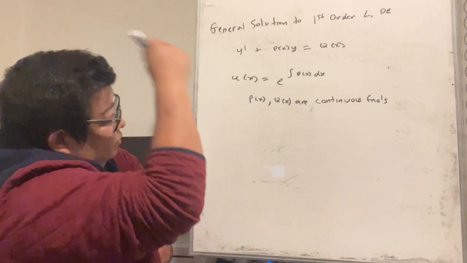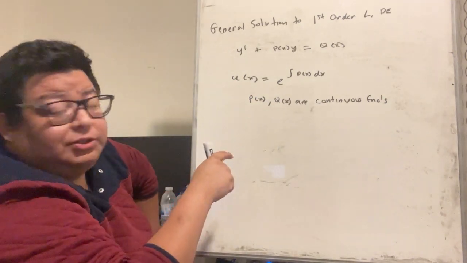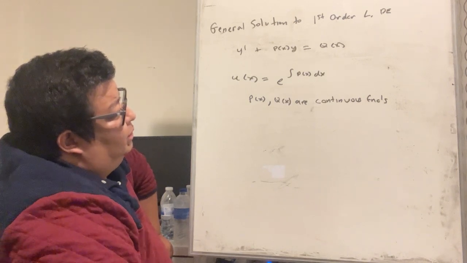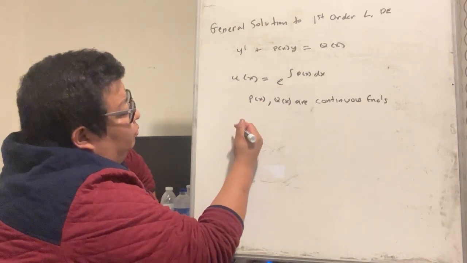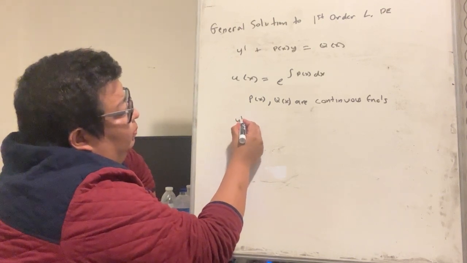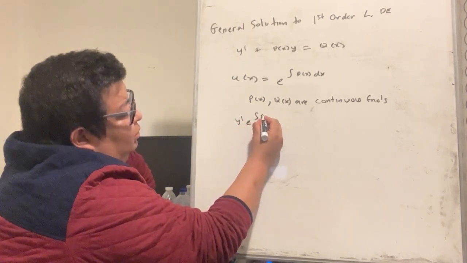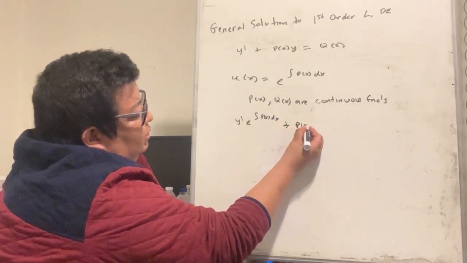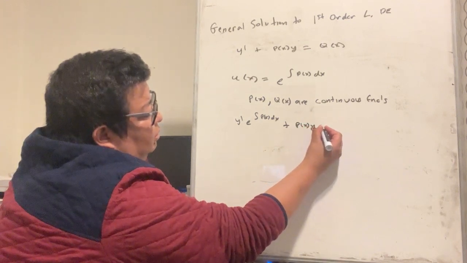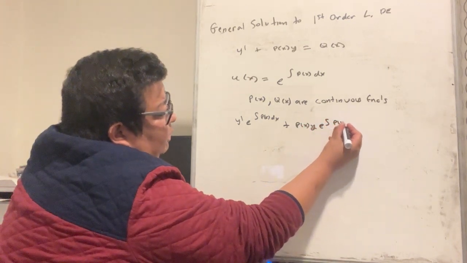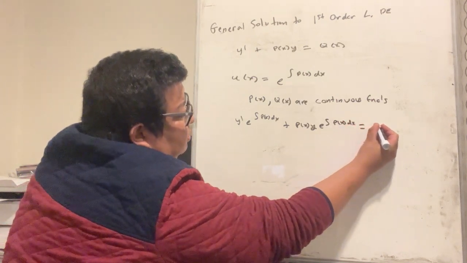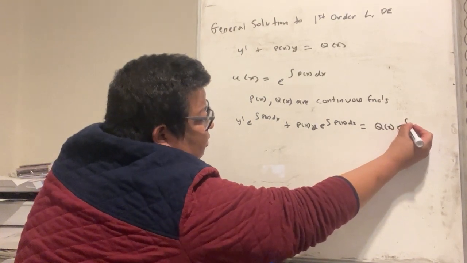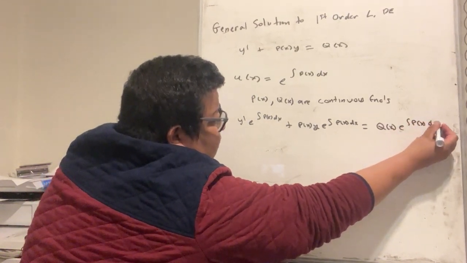So the first step is to multiply left side and right side by the integrating factor. So that will be y prime e to the integral of p(x) dx plus p(x) y e to the integral of p(x) dx equal to q(x) e to the integral of p(x) dx.